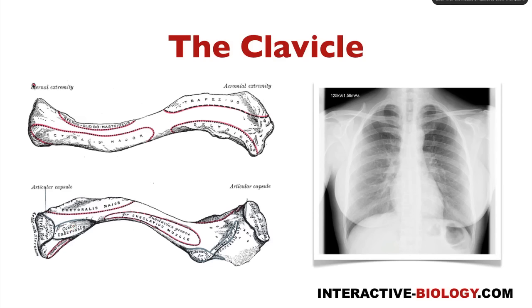But for now, I want you to remember the ends. I want you to remember some of the features like the curvature and so on, and be able to determine between left and right. Also remember some of the tubercles and tuberosities: the deltoid tubercle, the conoid tubercle, the trapezoid line, the subclavian groove, and the costal tuberosity. So that's pretty much it.